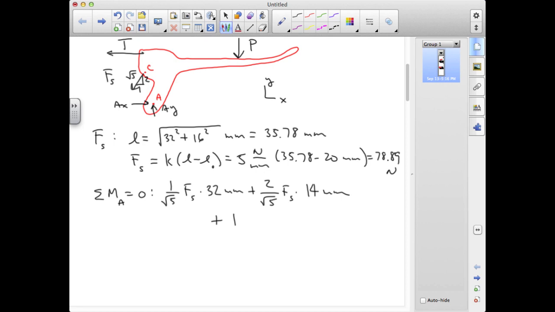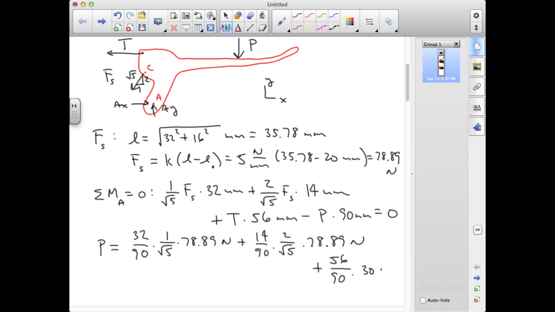The tension has a moment arm of 56 millimeters, and then we have minus P times its moment arm of 90 millimeters equals 0. So if we plug in numbers for the tension and the spring force and rearrange this, we can get the following expression for P. And if we calculate all that out, we get P is equal to 42.2 newtons.